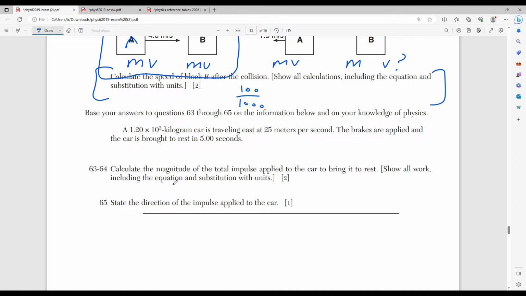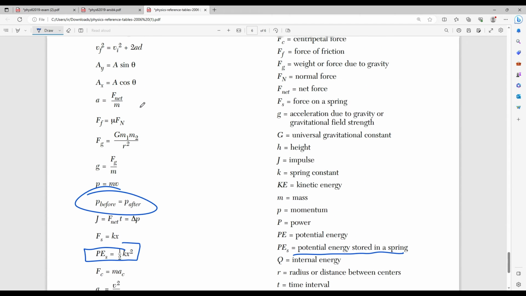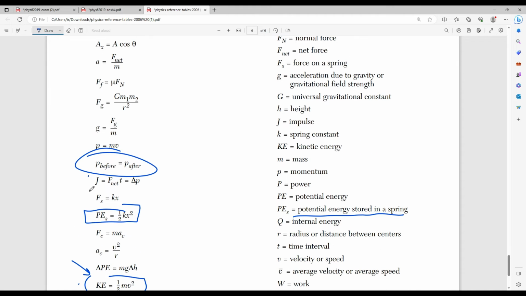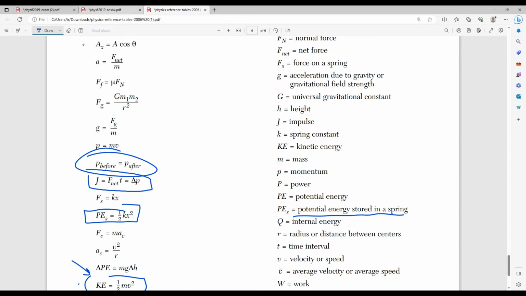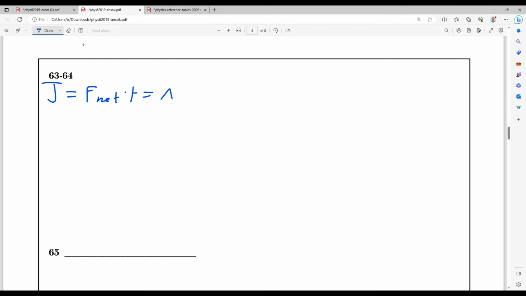So here we're talking about impulse. Total impulse, and right here on my physics reference table, that's represented by the symbol J. So my impulse is equal to F net times t, which is equal to the change in p, or change in momentum. I think that the easiest way to do this is just using F net times t. So here, I'm going to use J is equal to F net times t.